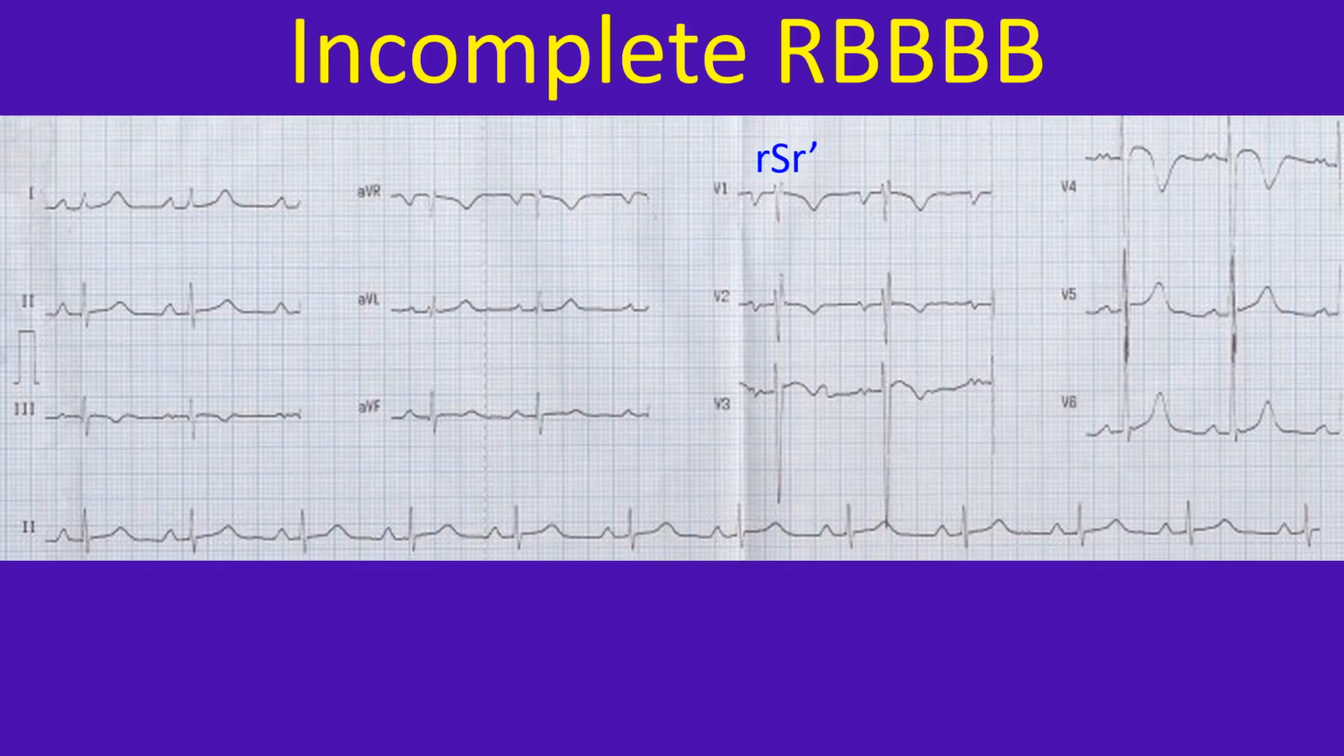ECG showing incomplete right bundle branch block with RSR prime pattern in V1, V2. QRS duration is only 100 milliseconds. PR interval is 200 milliseconds. T-wave inversion in anterior leads can be associated with a conduction abnormality. It could also be due to persistent juvenile pattern in young individuals.